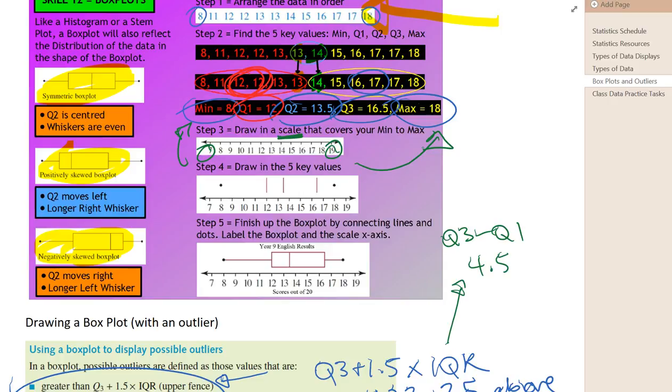Now we draw our 5 key values in. Our minimum goes in as a dot, and our maximum goes in as a dot, and the other 3 values, Q1, Q2, and Q3, go in as vertical lines, and then you can join everything up using horizontal lines. So here's our left whisker, our right whisker, and then our box plot. And there we have it. We've got our Year 9 English results with scores out of 20 represented as a box plot. And there are no outliers in that example.